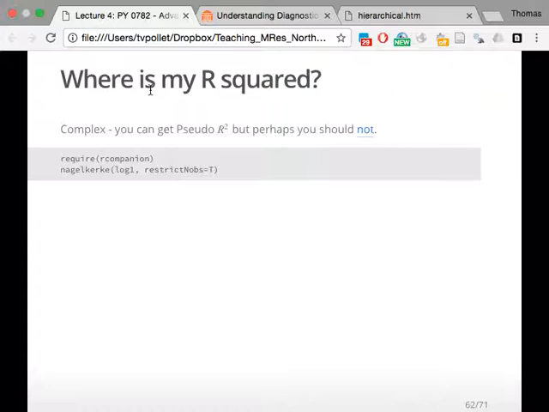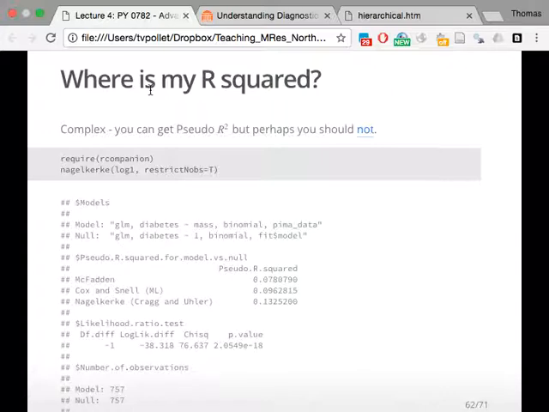You use rcompanion and then nagelkerke, which is one of the names of the R-squareds, and then it will print several of those R-squareds, which will give you an estimate of how much variance is explained. So think of them as your R-squareds, which you would get from regression. Sometimes your supervisor might ask you how much variance does it now explain. That's how you get those types of measures.